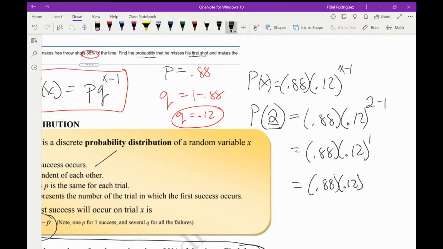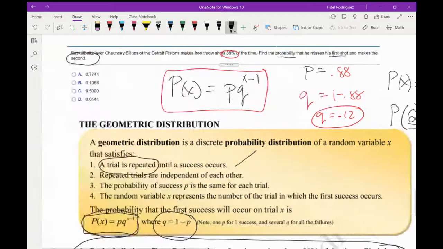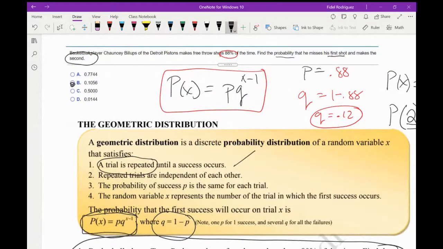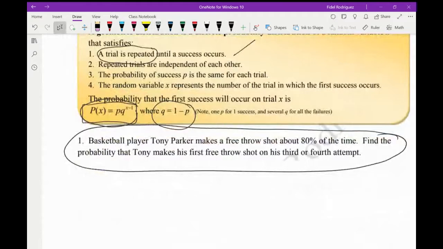0.88 times 0.12. I'm just going to take my calculator. I don't think you need to see me do this on the calculator because I'm just multiplying. 0.88 times 0.12 equals, and I'm coming up with 0.1056. That's the number I'm coming up with. So when I come back to my problem, there it is. Now that I've done the first one, I want you to look at the example that I have here, because this problem is very much like the way the first problem that we did was.